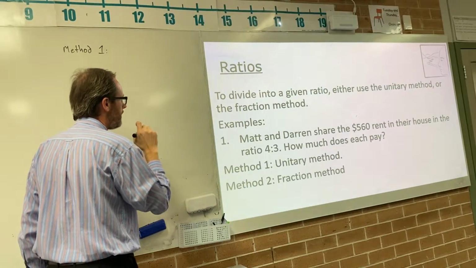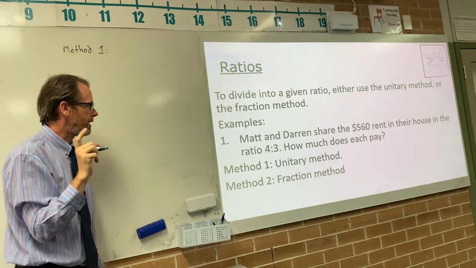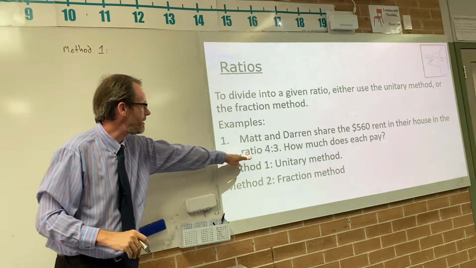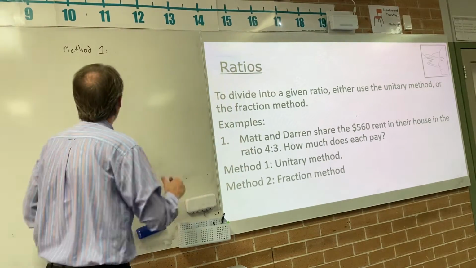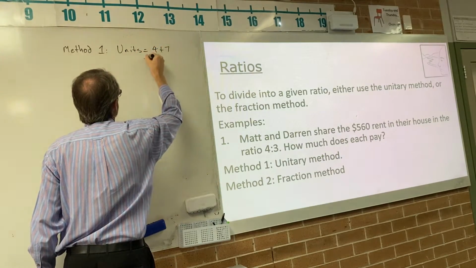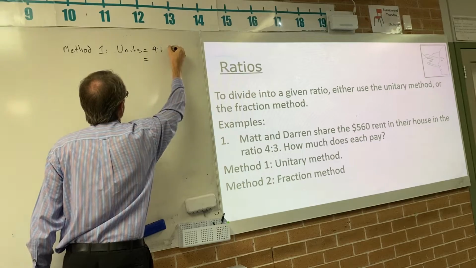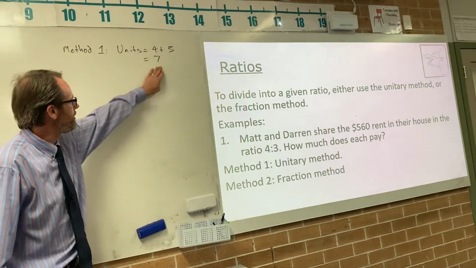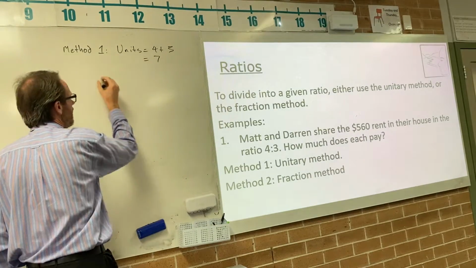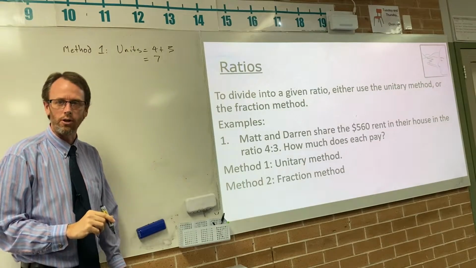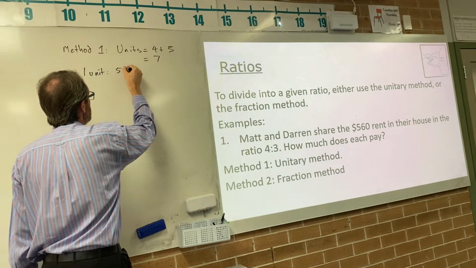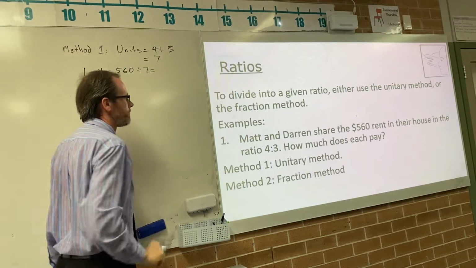So, there's $560 in rent in total. So what we need to find out is how many units there are. And the number of units is equal to 4 plus 3, which is 7. Come on, Mr. Clark, get it right. So we've got 7 units in total. To find one unit of the $560, we do 560 divided by 7. That gives us 1 unit.